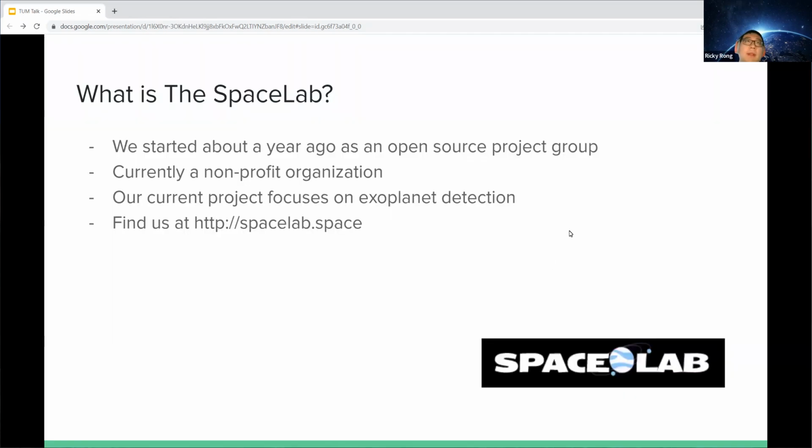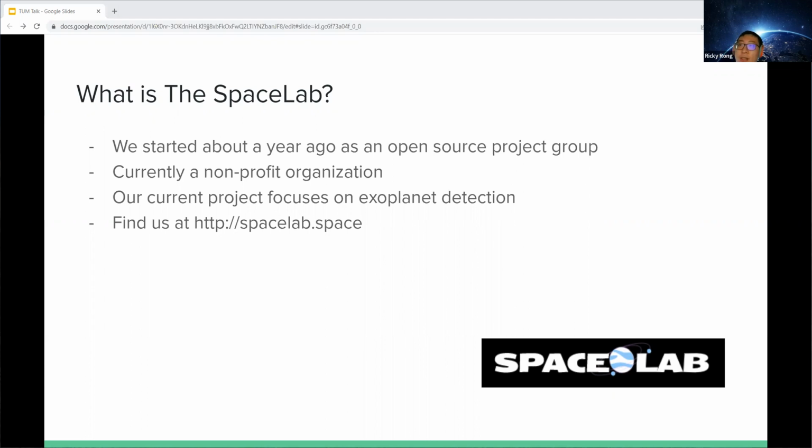I'll talk a little bit about Space Lab. It's not to be confused with NASA Space Lab. We are an open source project group. It's actually based on the founder Matt's bootcamp project from quite a while ago. Since then, he's decided to try to bring it up as what he calls a people incubator. So people hop in, work on some projects, hop out, and we help each other while the projects are ongoing.